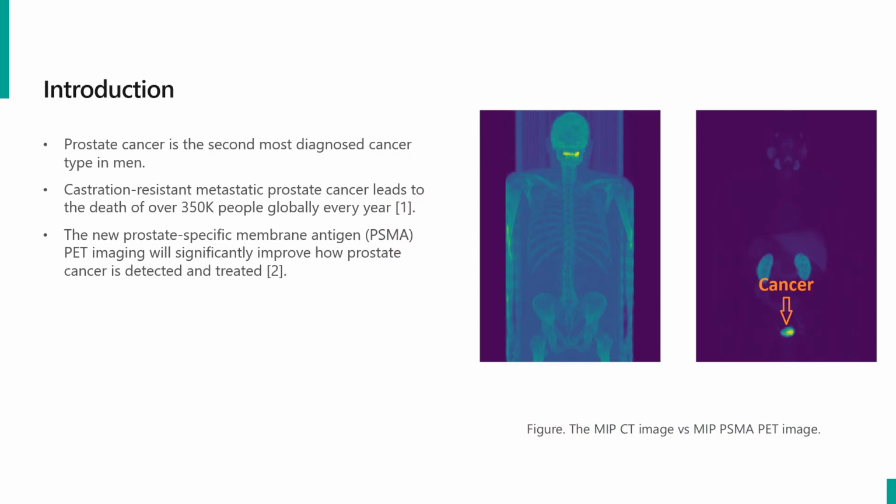Prostate cancer is the second most diagnosed cancer type in men. Castration-resistant metastatic prostate cancer leads to the deaths of over 350,000 people globally every year. PSMA PET imaging will significantly improve how prostate cancer is detected and treated. In the figure is an example where the cancer can be easily detected by the PET image. As a comparison, it is quite challenging to locate the cancer using CT image alone.